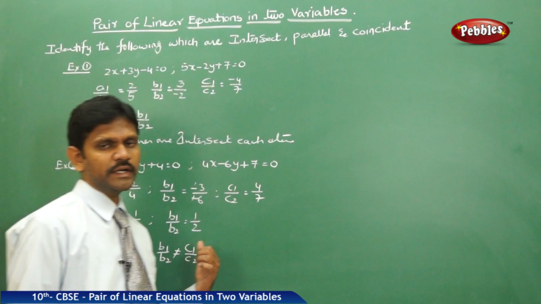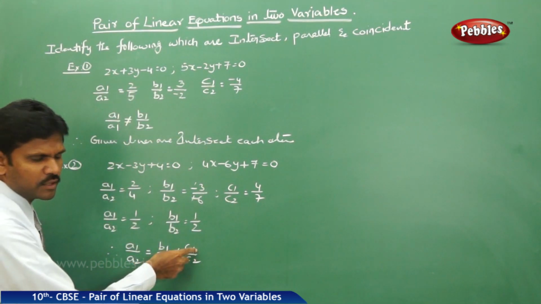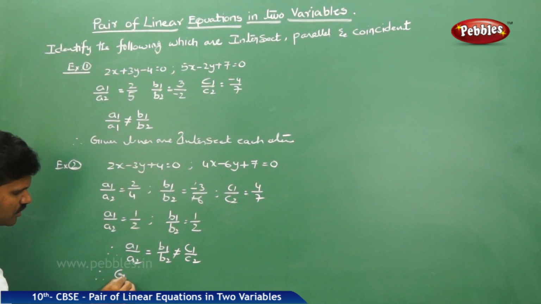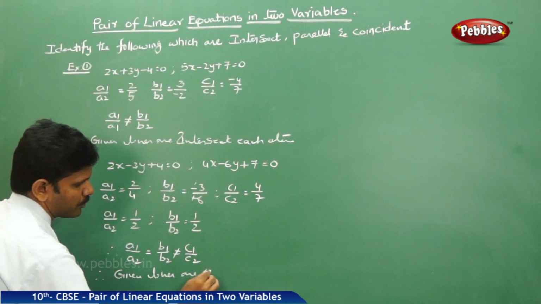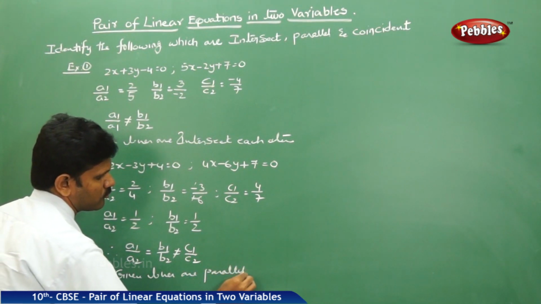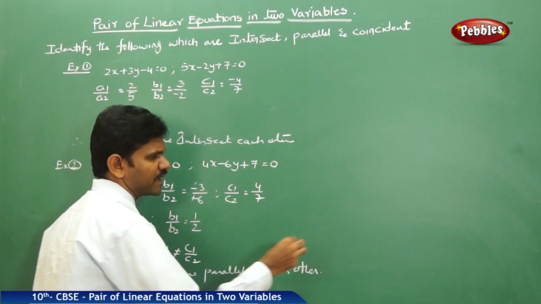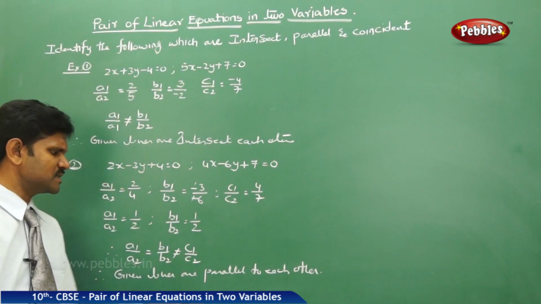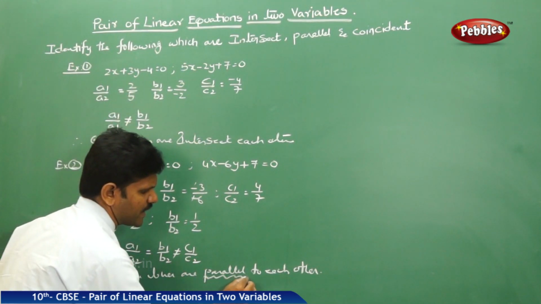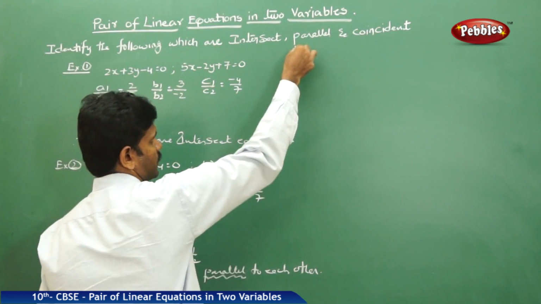That means, according to case 2, a1 by a2 is equal to b1 by b2 is not equal to c1 by c2, so the given lines are parallel to each other. Parallel means the lines never touch each other. That means if the lines are parallel, it has no solution. Okay, this is the point we have to remember.